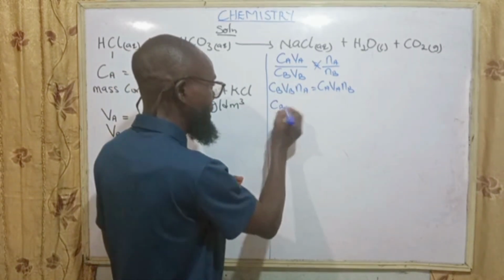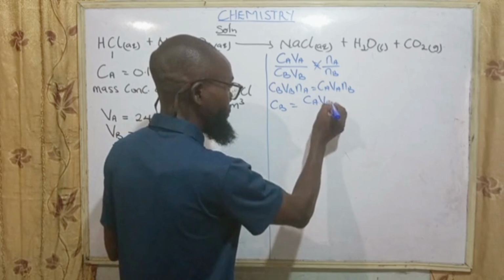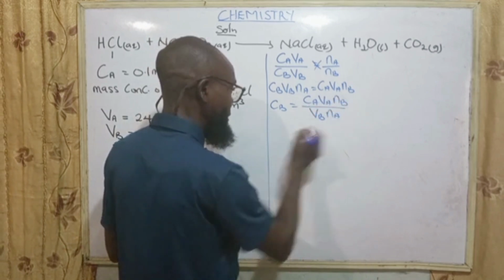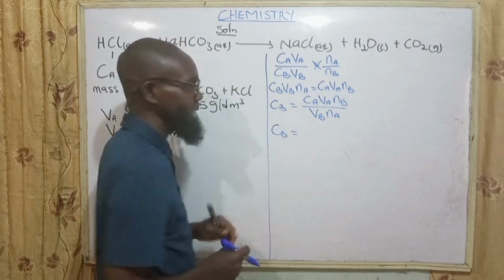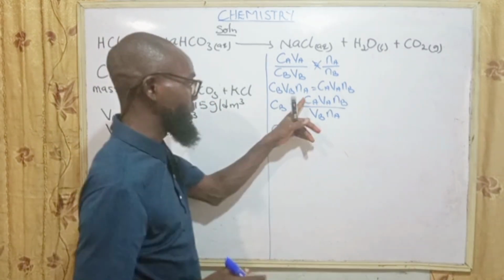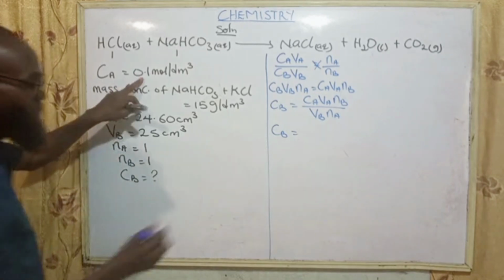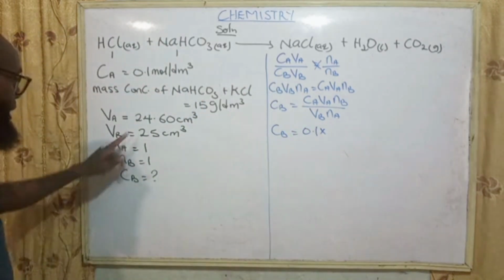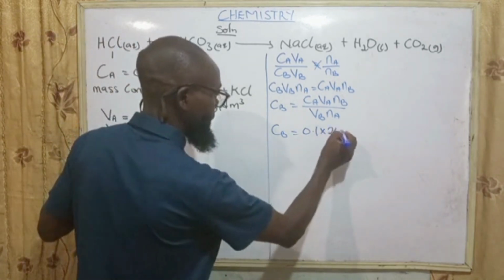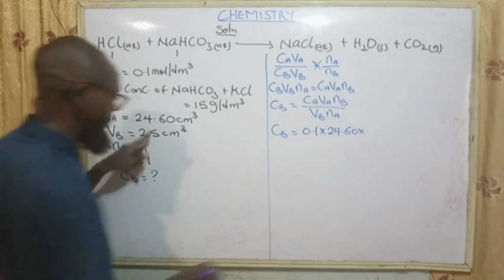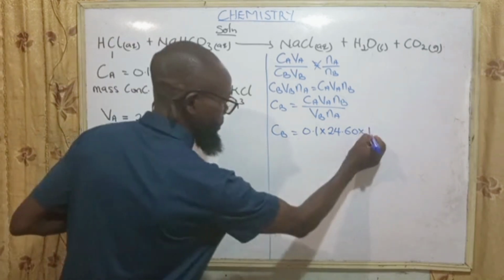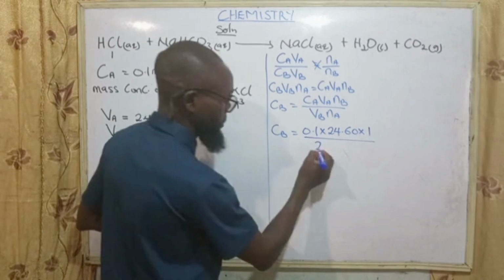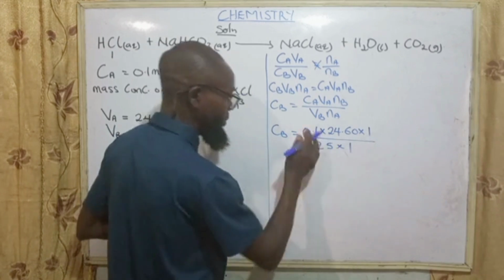So I have Cb equals CaVa Nb over Vb Na. Fine. Since I've gotten this, the next thing is to substitute my values. Ca, concentration of the acid, is 0.1, multiplied by the volume of acid, 24.60, times number of base, Nb, 1, divided by volume of the base, that is 25, multiplied by 1. So let us multiply the numerator.